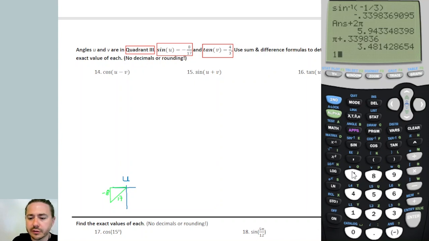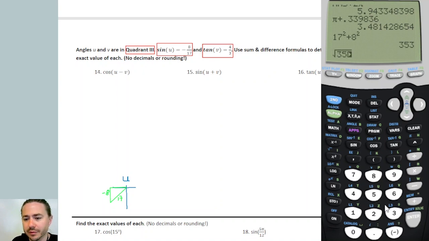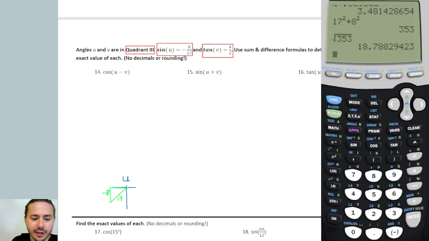So we've got 17 squared minus 8 squared. I doubt that's going to be a whole number. Nope. It is what it is. So we get the square root of 353. Wow, what a terrible number. And that will be negative because we're in quadrant 3.